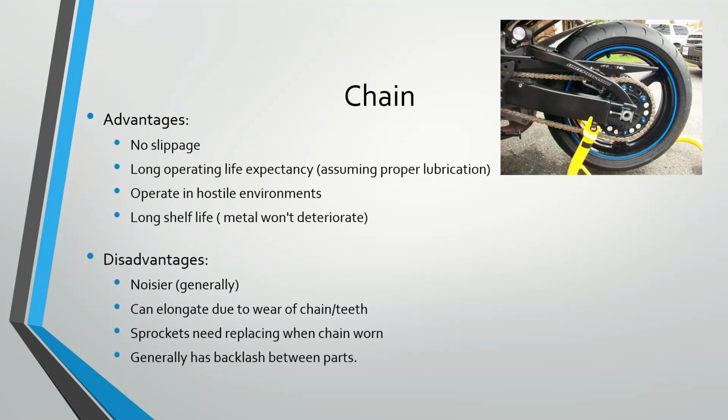Sprockets may need to be replaced whenever the chain gets replaced, whereas pulleys usually don't have to be replaced at all. And there's generally backlash. So if you notice down here on the bottom side, if the wheel is rotating in this way, first of all, let me start with this. The wheel rotates in this direction, then the chain is being pulled this way, which means that this bottom part right here can sag. Okay, typically will sag a little bit.